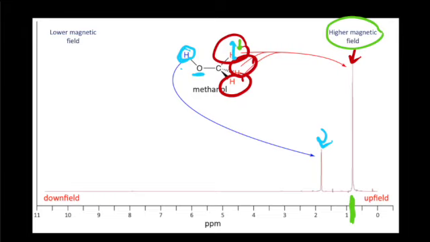Now this one, we have a little magnet. The external magnetic field is small because there's not a lot of electrons, so we don't have to increase it quite as much. That means it absorbs here at a lower magnetic field strength. The basic idea is, depending on how much electron density is around each of these atoms, they show up in different spots in the NMR spectrum. And that is the basic idea of how an NMR works.